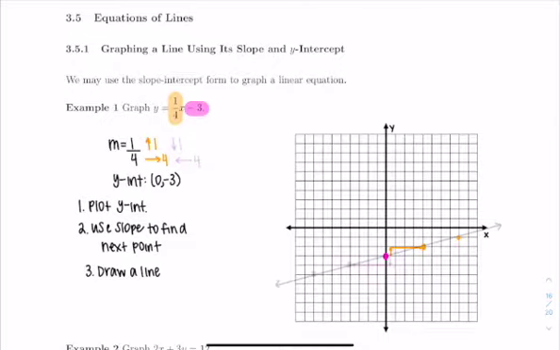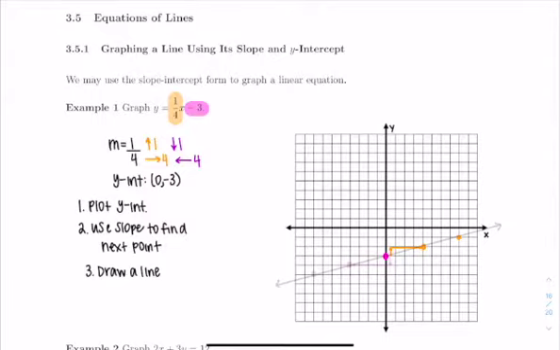and plot another point. Now if you notice, I could have gone another direction. So when I go up 1 unit and to the right 4, that's positive over positive. But I can also get a positive number by doing a -1 divided by a -4. And so that means that I can go down 1 unit and to the left 4 units as well. Either direction will get me a point that is on my line.